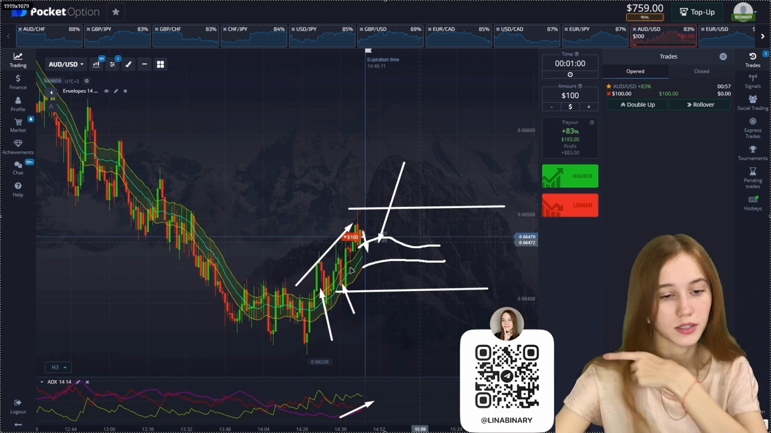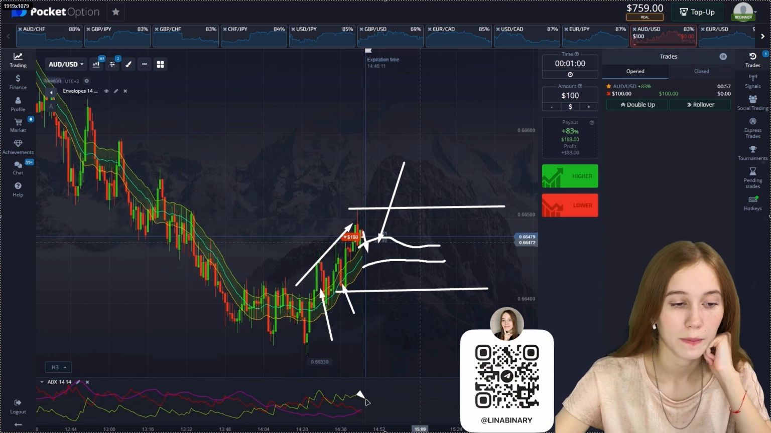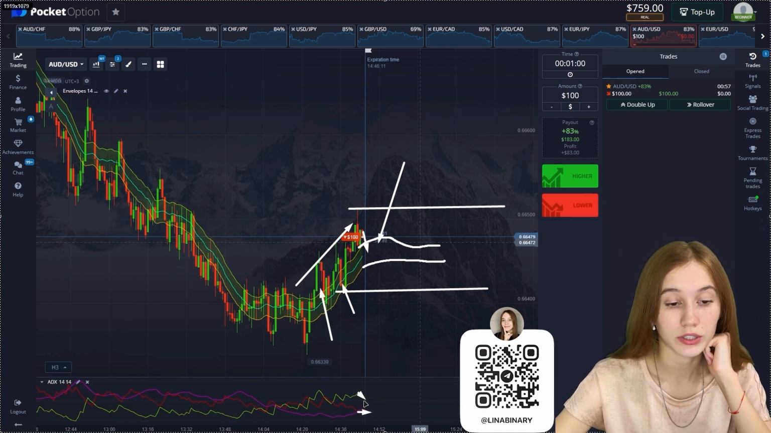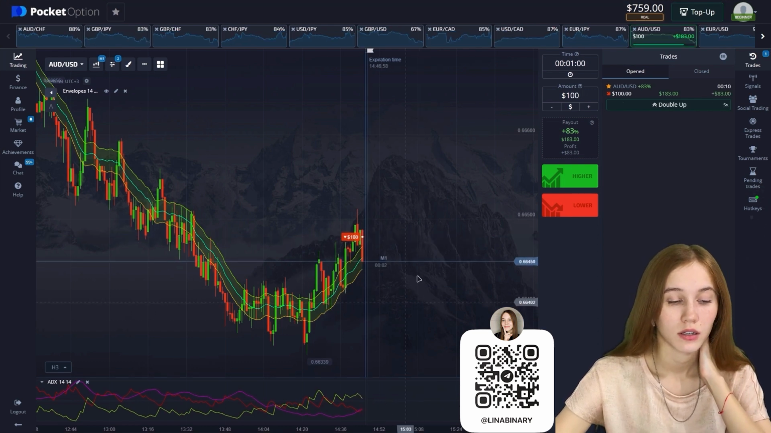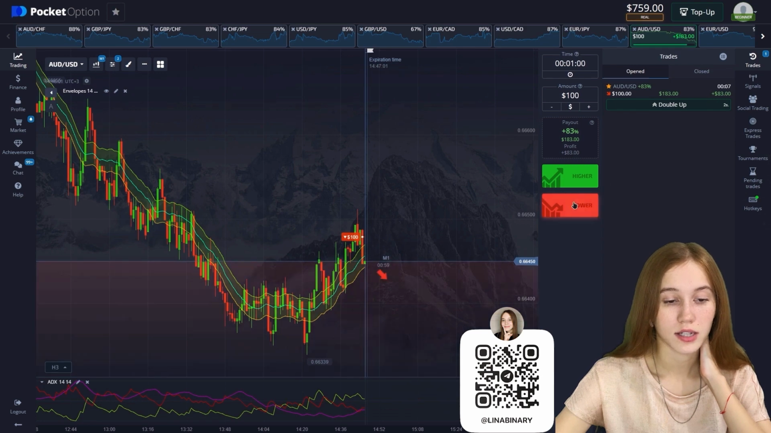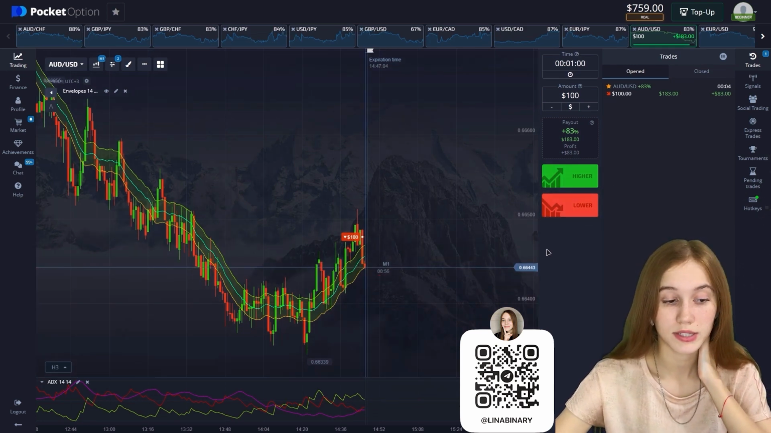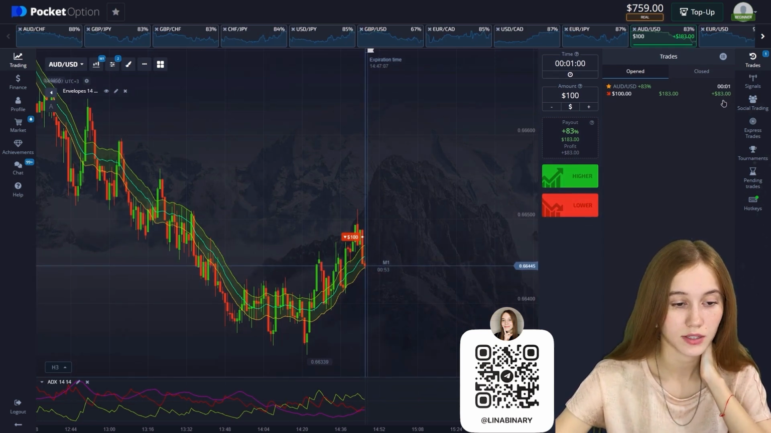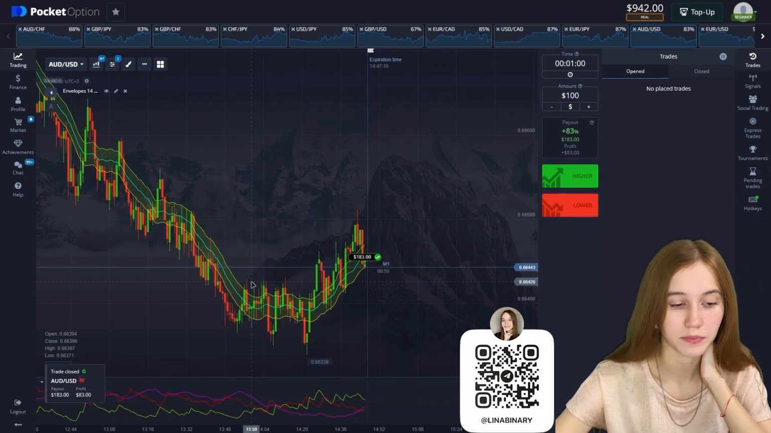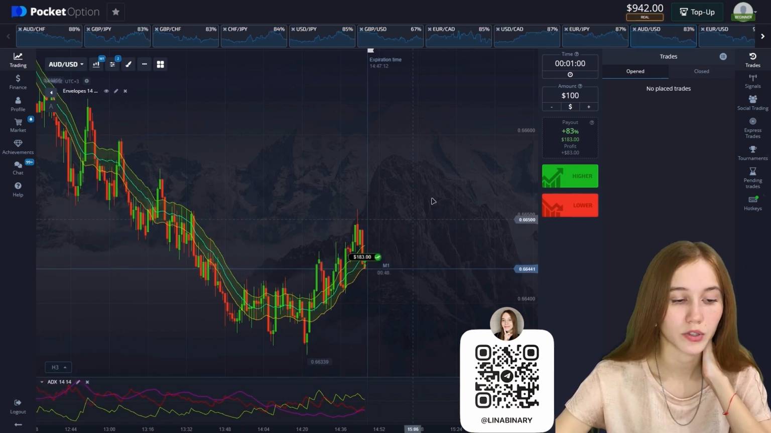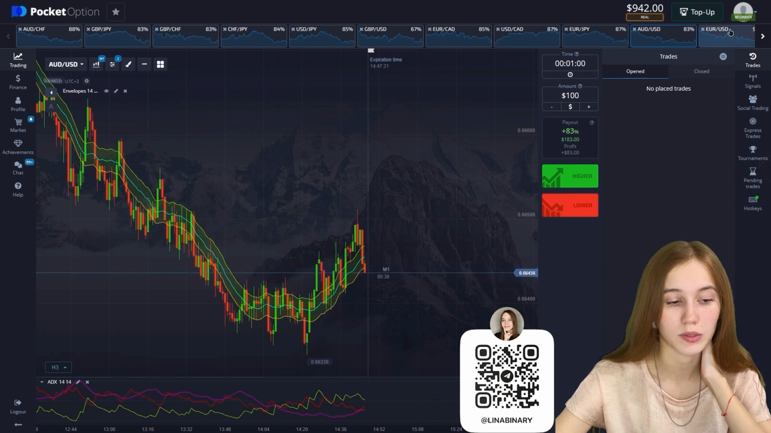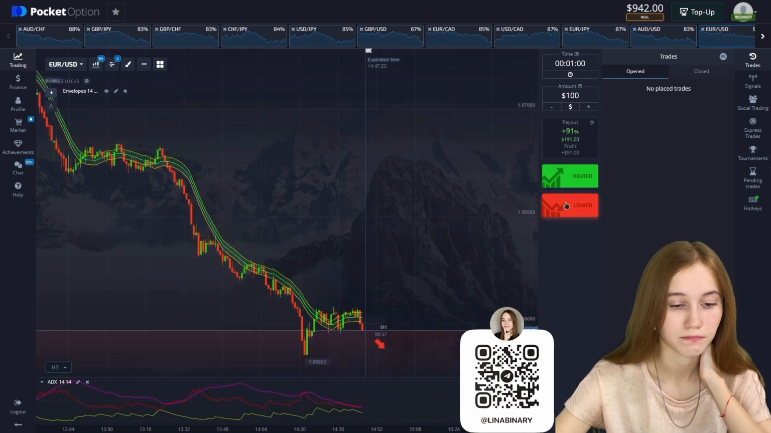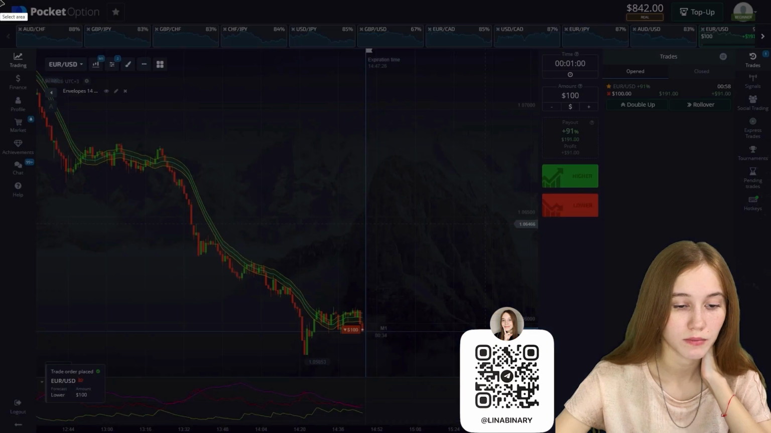ADX, we see intensity is growing. The green line begins to fall and the red line begins to level off. This indicates a change in trend. There are 8 seconds left until the end of the deal, and we open down. Let's see, 2 seconds left. Yeah, good. Plus deal, profit is $83. $942 on our balance. Let's move on to the next concept.